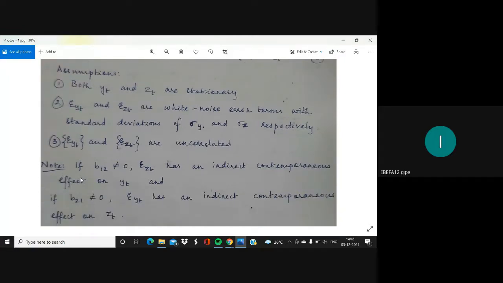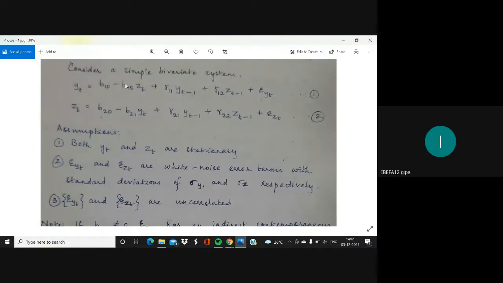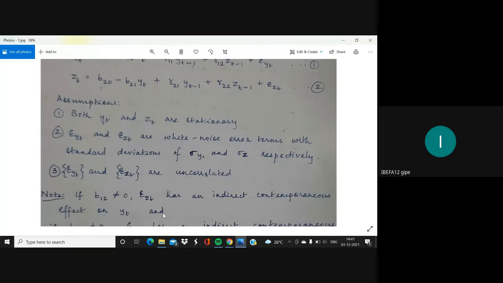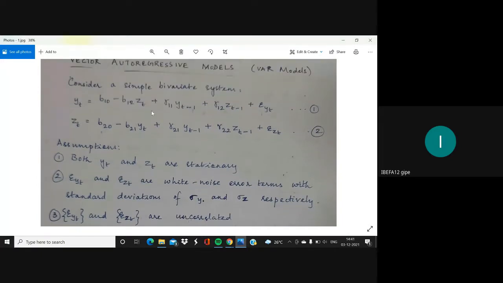But one thing is important to note here: if B12 is not equal to 0, then epsilon zt has an indirect contemporaneous effect on yt. The effect it has on yt is obviously through zt. Since epsilon zt appears in the equation for zt, although it does not appear in equation 1, it still has an indirect impact in the same time period on yt. I hope this is clear to all of you.